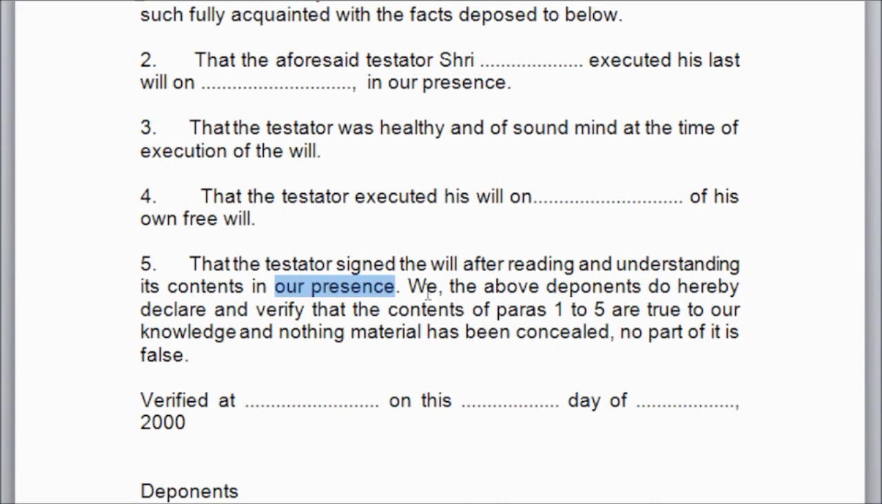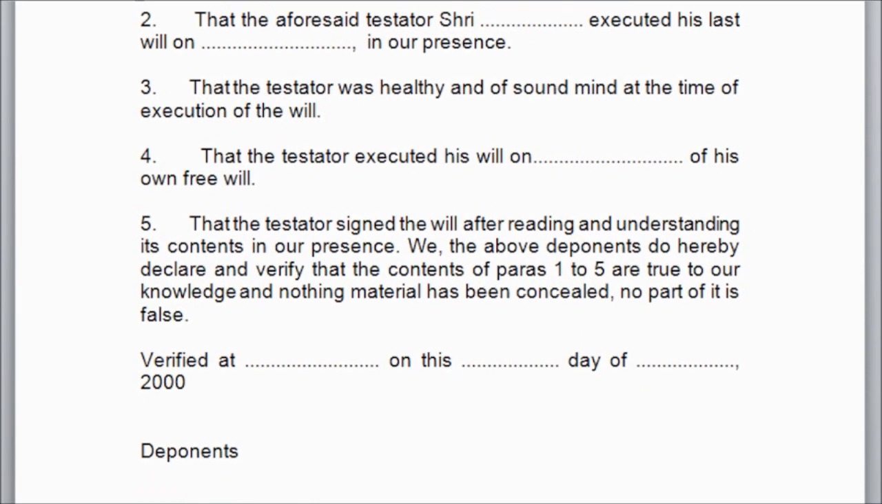After that comes the verification, which is quite similar to the verification paragraph that we saw earlier: we, the above deponents A and B, you can also mention the names, do hereby declare and verify that the content of paras 1 to 5 are true. Whatever we have stated as deponents is true to our own knowledge, and nothing material has been concealed. We have not hidden anything which is material or essential to disclose. No part of it is false, and according to us there is nothing false in whatever we have stated regarding the will. It's a kind of verification.